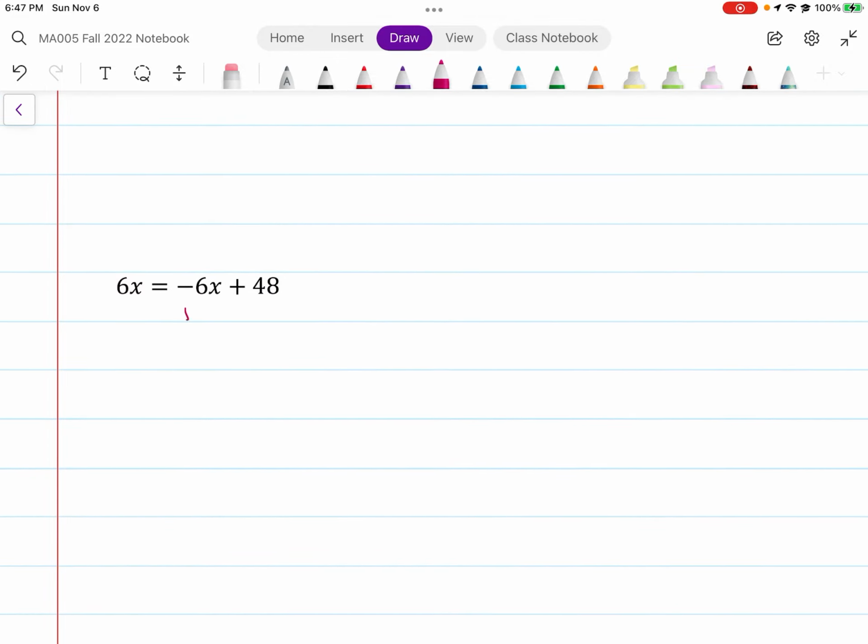All right, I'm going to add 6x to both sides to get the x's over on one side by themselves, and I get 12x equals what's left on the right side, 48. Now I'm going to divide both sides by 12, and I get x equals 4.